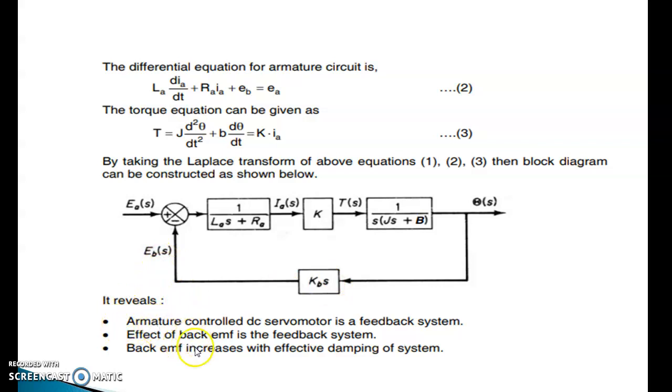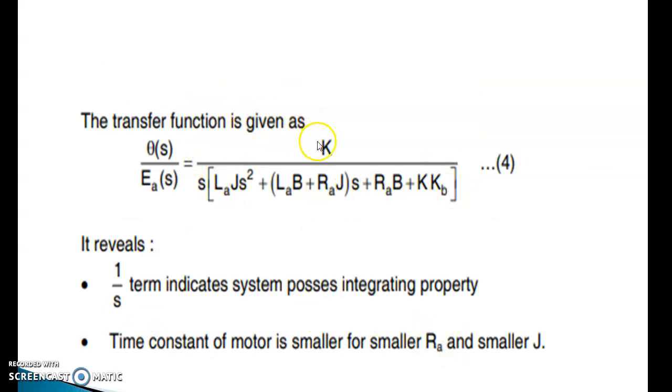It reveals armature control for servo motor is a feedback system. Effect of feedback: back EMF is the feedback system. Back EMF increases the effective damping of a system. The transfer function is given as theta s by Ea s is equal to K by S all into (La J s square plus La B plus Ra J s plus Ra into B plus K into Kb). Make this equation number 4.